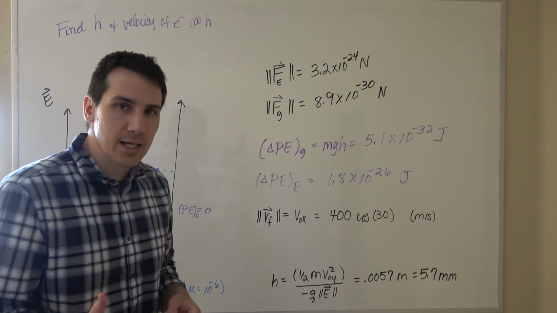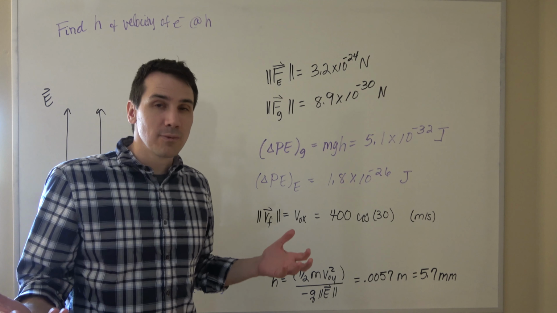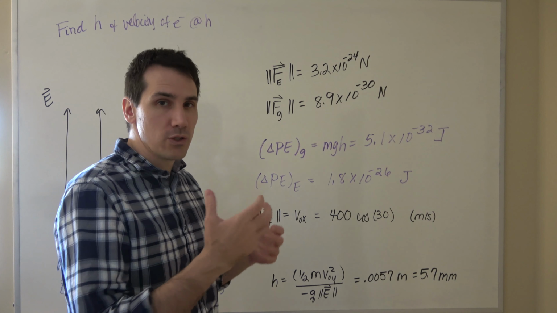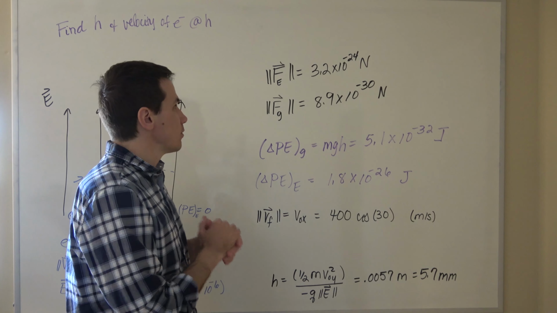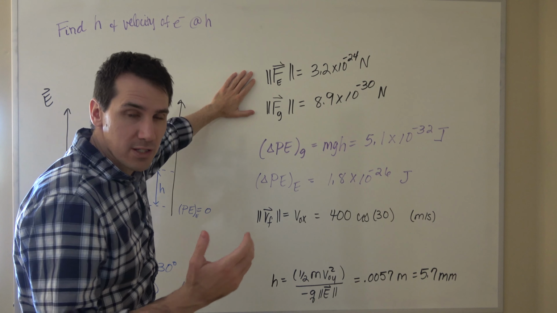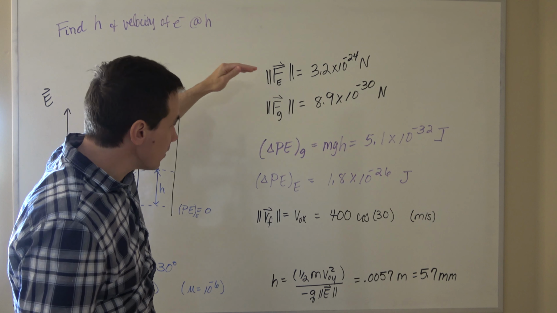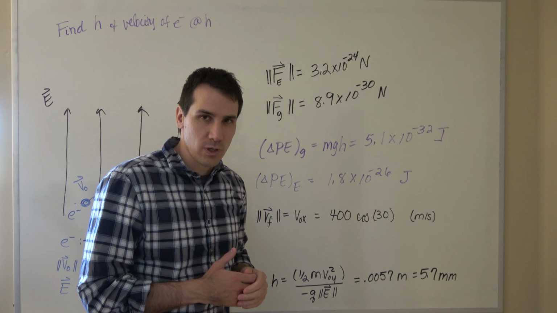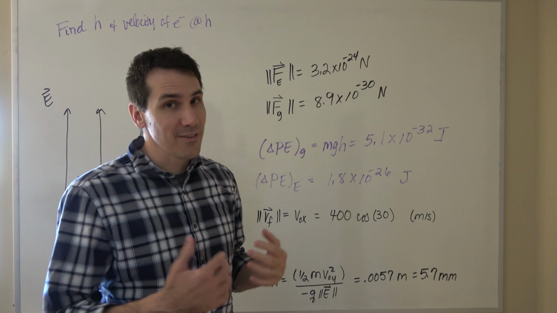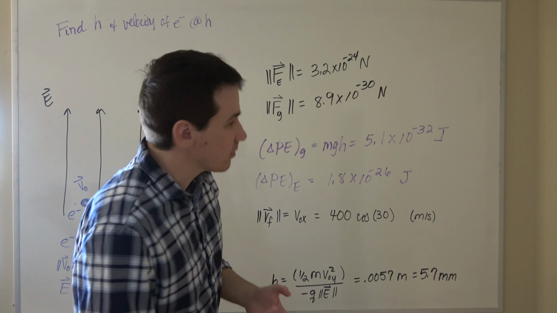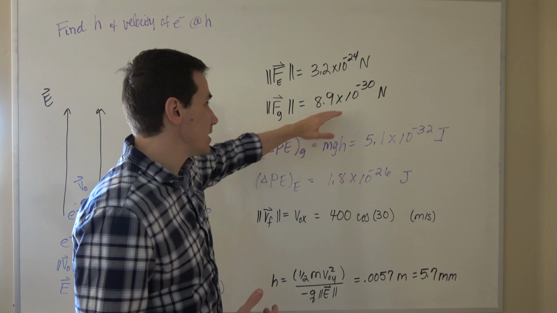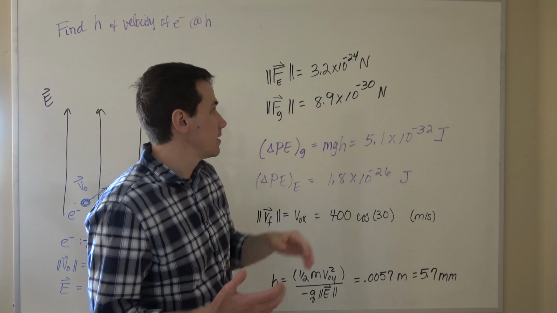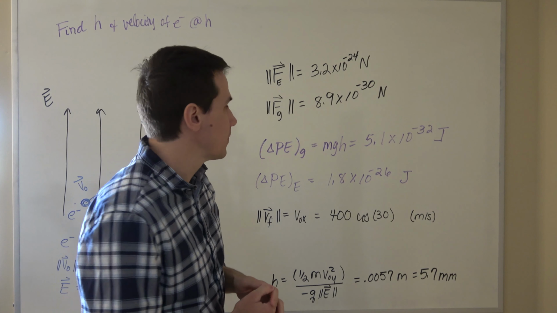Okay, and now finally I'd just like to argue that it was a pretty reasonable assumption to ignore gravity and the gravitational potential energy when doing this problem. So first, if we just look at the forces on this electron, the force due to the electric field was 3.2 times 10 to the negative 24th newtons, which is obviously a very small force. However, the gravitational force is 6 orders of magnitude smaller at 9 times 10 to the negative 30 newtons.